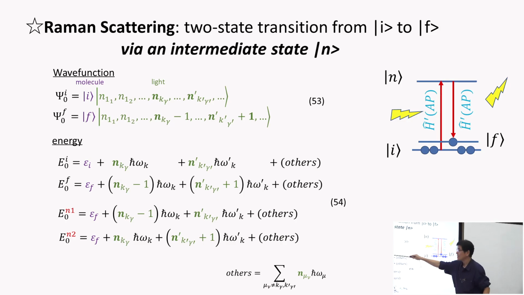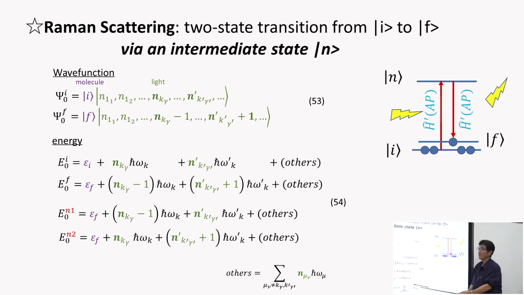On the other hand, energy is given like this. The energy of the whole system, including molecule and light, is expressed by considering the energy of the molecule E I at the initial state, and the energy of light, the product of the number of photons and unit energy, plus the number of photons and the unit energy. And for simplicity, we focus on the change in the number of photons for these two parameters.